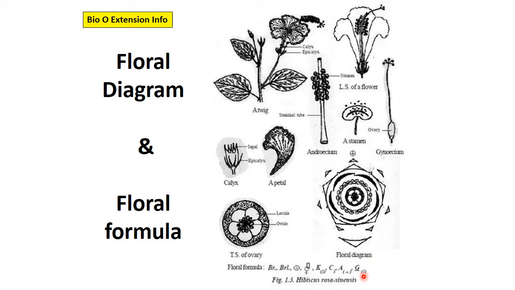So basically, this is the information that you can collect from the floral formula. From the floral diagram, you can see the arrangement and the visual spatial arrangement of each of these parts relative to the whole structure.